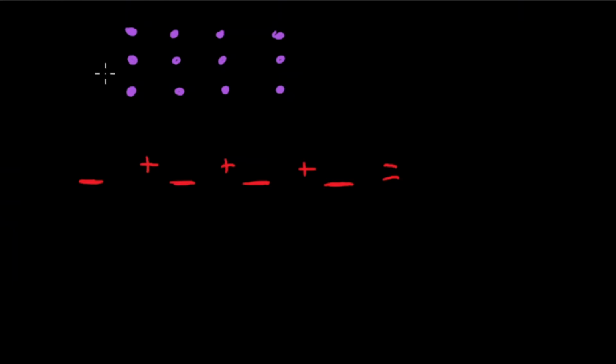So first things first, let's see how many we have in each of our columns. And remember, columns go up and down. So how many are in this column? 1, 2, 3. 1, 2, 3. 1, 2, 3. And 1, 2, 3. All right, so we have 3 in each column.